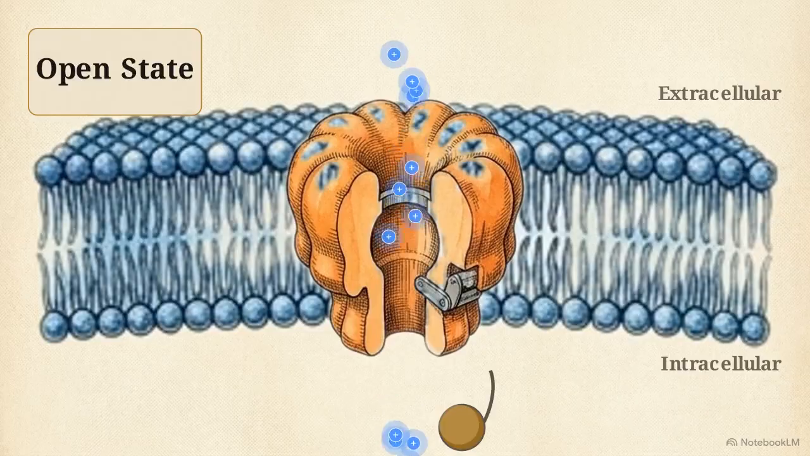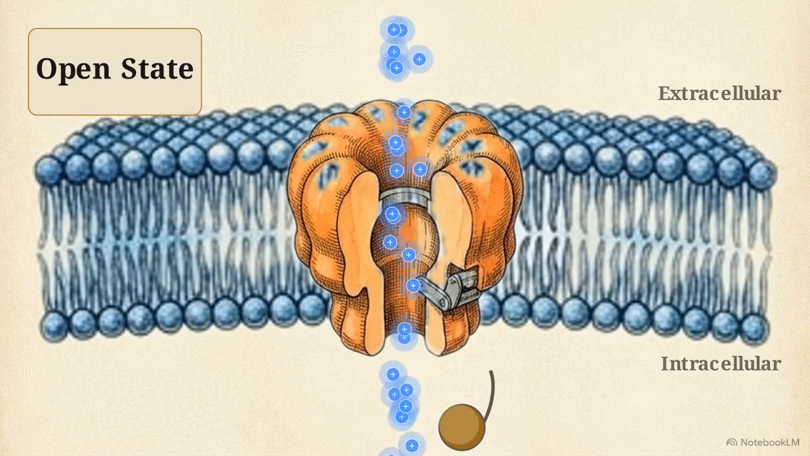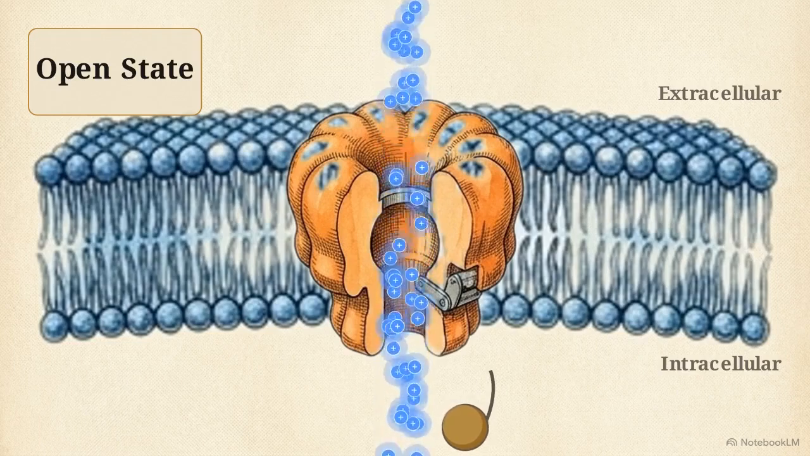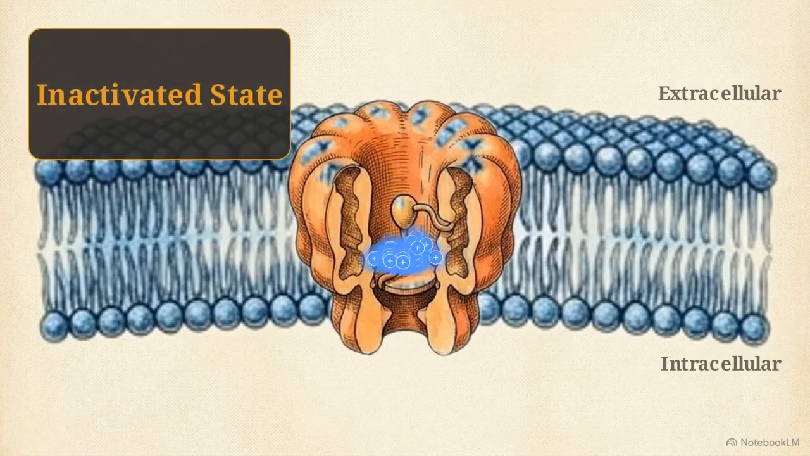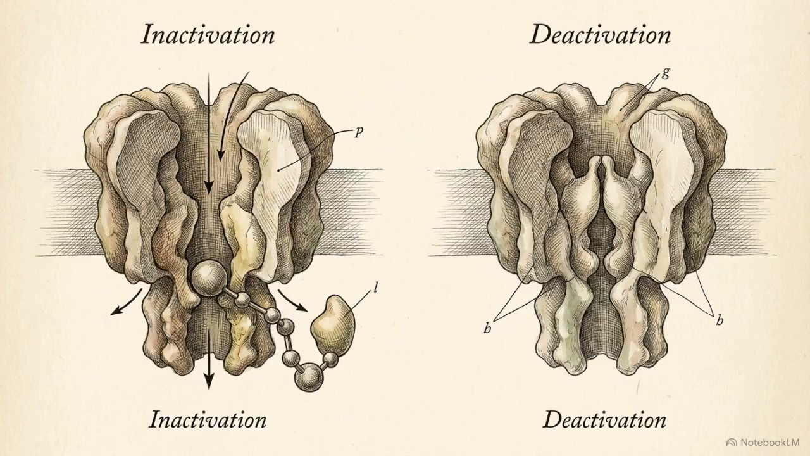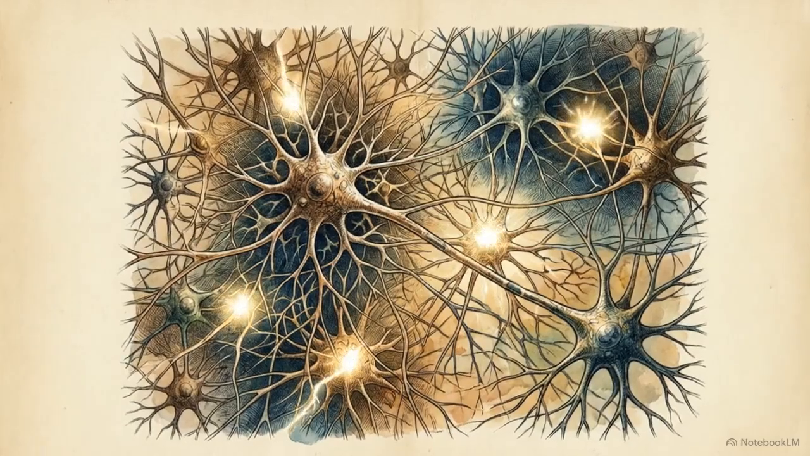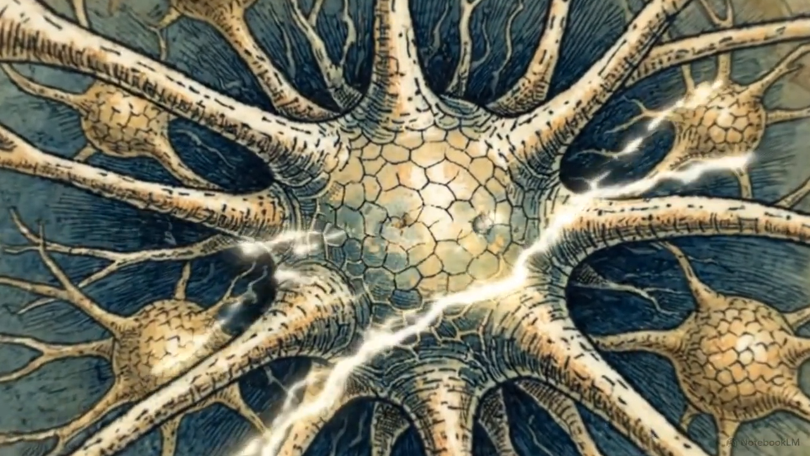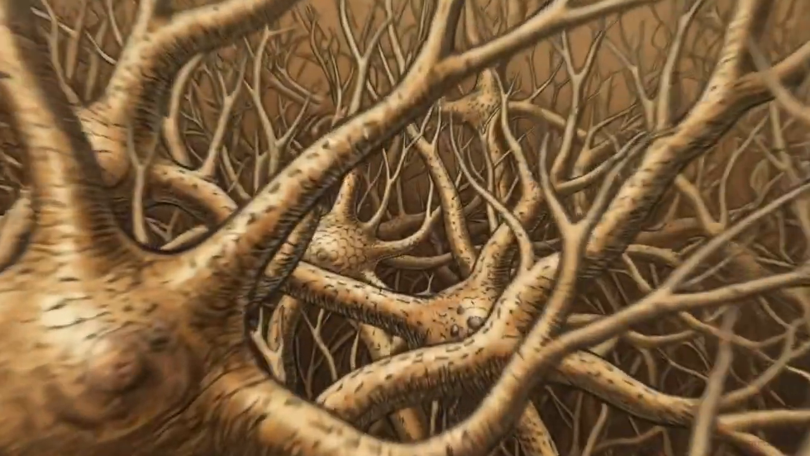But the most critical feature of this open state is its brevity. Almost instantly, the channel transitions to its third state, inactivated. A structural plug swings shut, physically blocking the pore and halting ion flow, even if the membrane remains depolarized. This spontaneous inactivation during a firing event is distinct from deactivation, which is the channel resetting to its resting state only after the cell repolarizes. This rapid, spontaneous inactivation serves as the essential biological brake. Without it, there is nothing to prevent a runaway cascade of electrical firing.